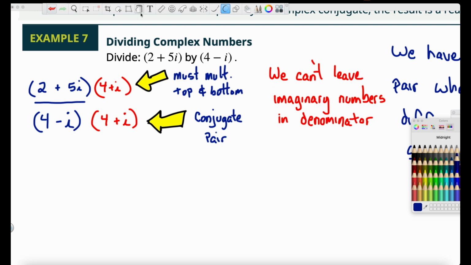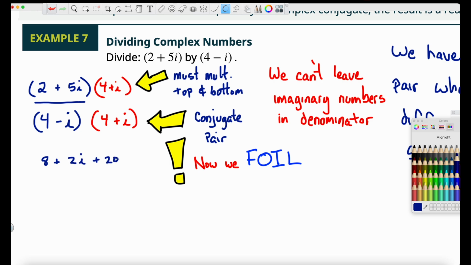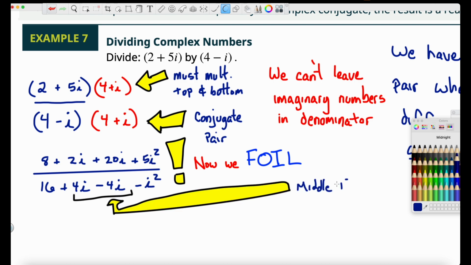So now we've got to FOIL the numerator. So 2 times 4 is 8. 2 times i is 2i. Okay. 5i times 4 is 20i. And then 5i times i is 5i squared. That i squared is going to be substituted here in a little bit. And then look right here. We're multiplying our conjugate pair. The middle terms are going to cancel out. Now I'm writing it out now, but eventually we don't have to do that because we understand the pattern here of a conjugate pair.